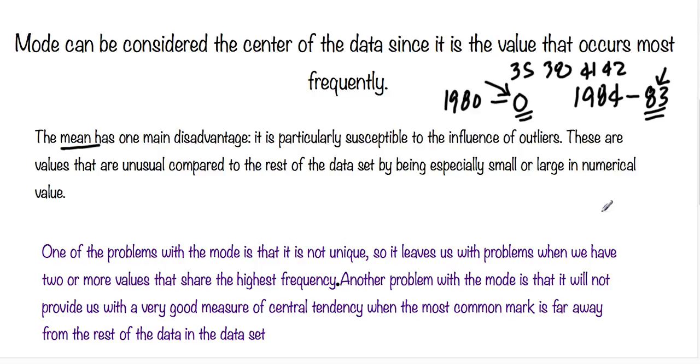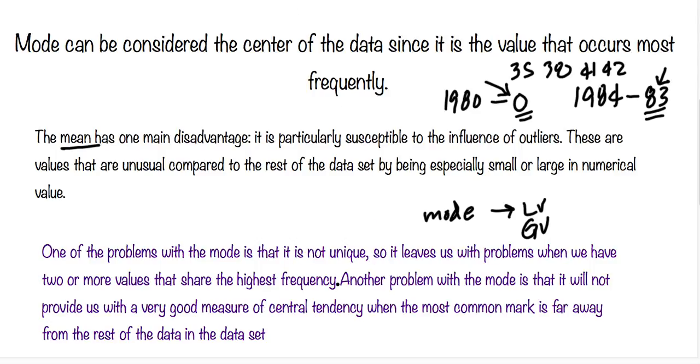What does that mean? If the mode is close to the lowest value or the greatest value, okay, it can be misleading. So when the mode is close to the least value or the greatest value, the mode can be misleading, or if there is more than one mode.